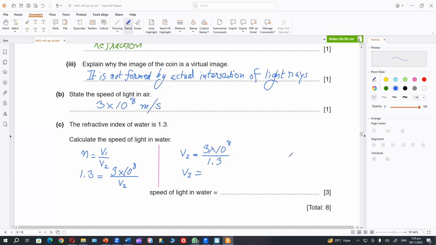Power 8 divided by 1.3. So it's coming like 2307626928. Convert it into scientific notation. Sir, how? Now you have a button on the calculator, ENG. A small button, ENG. So press that, standard.